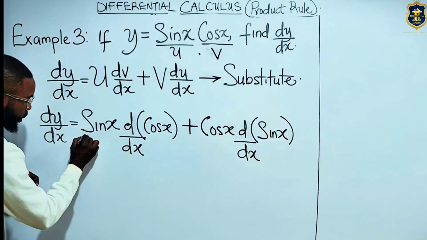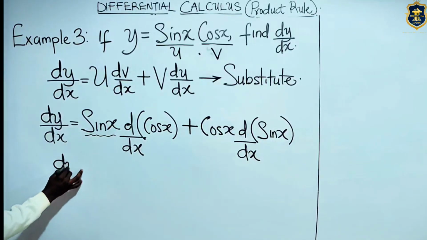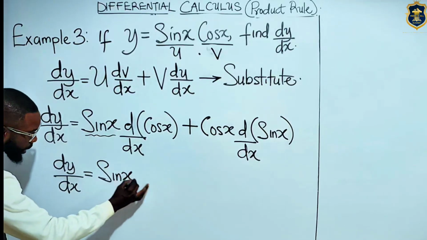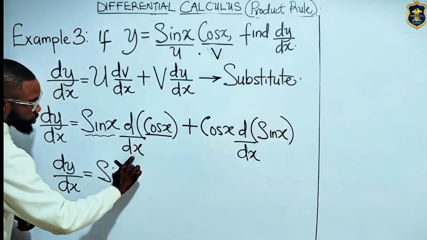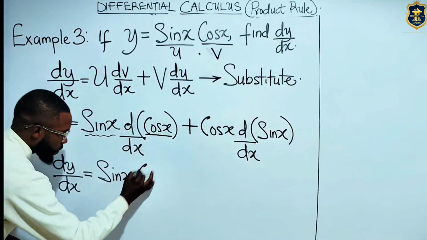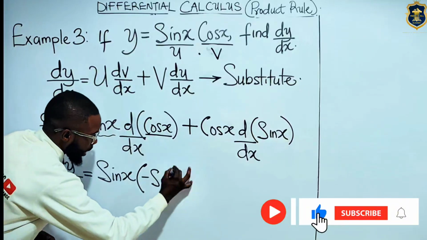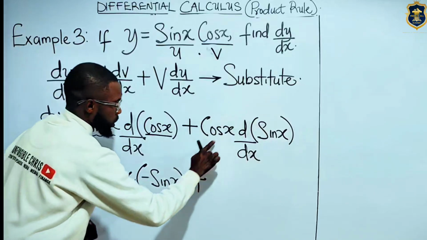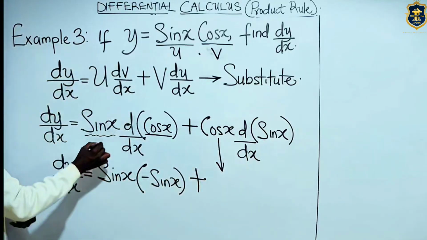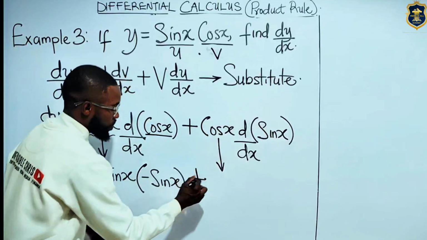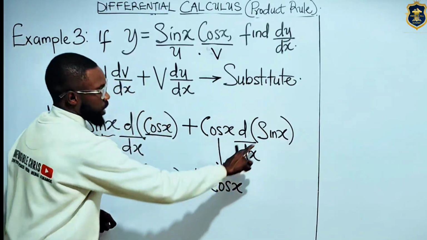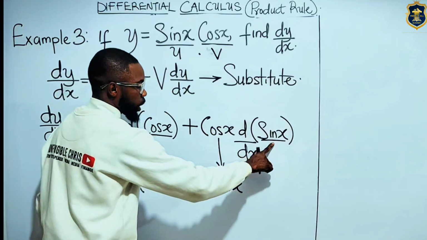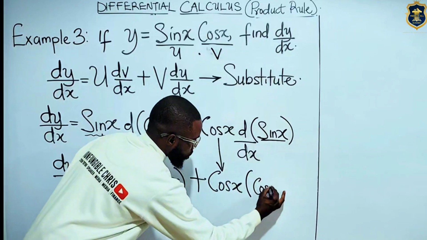Leaving this sine x, we don't touch this value, leave it there. So we can say our dy over dx gives us, leaving sine x, differentiating cos x with respect to x. If we differentiate cos x, we're going to have minus sine x. Now plus, we have a cos x here that we don't touch, we just leave it the way we left our sine x. If we differentiate sine x with respect to x, we're going to have cos x.